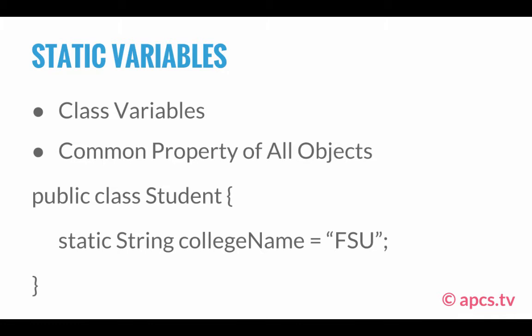Now what would happen if, let's say, we had 500 students? Every time we created an object, we'd have to allocate a new variable or take up some memory to store the variable collegeName with the value of FSU. So every single object of the Student class would have to store the string variable collegeName and set it to a value of FSU. That would take a long time, and as you can tell, that would take a lot of processing speed, and that would probably slow down the program. So that's where the static keyword comes in.